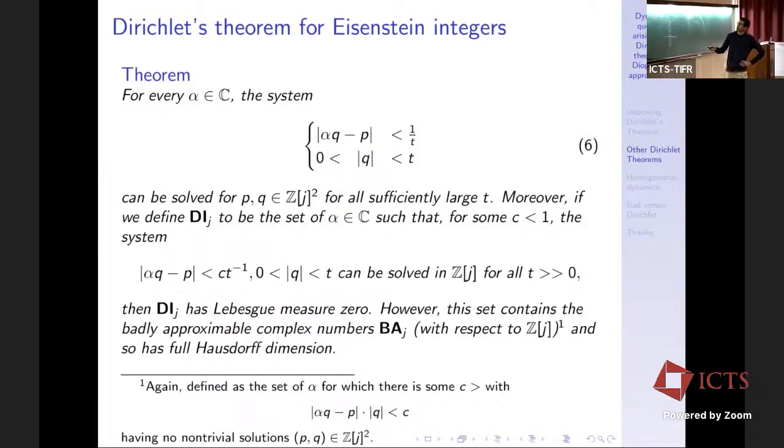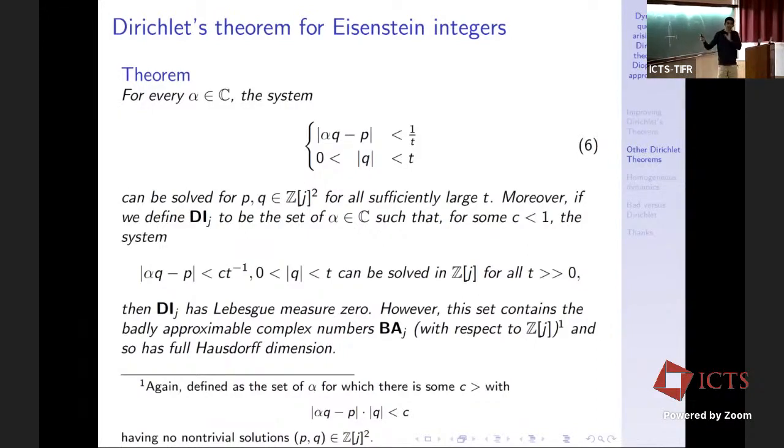So there should be like a bracket here, or I should remove the square. Yeah, P and Q Eisenstein integers. And again, we can make the same definition of Dirichlet-improvable complex numbers. These are the set of alpha in C such that for some C less than 1, this exact system with 1 replaced by C less than 1 can be solved for all T sufficiently large.